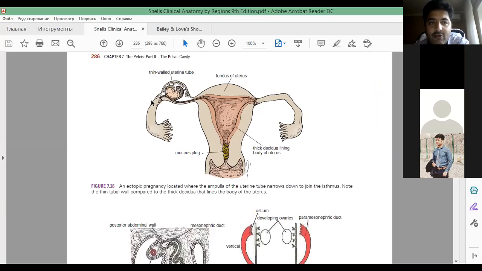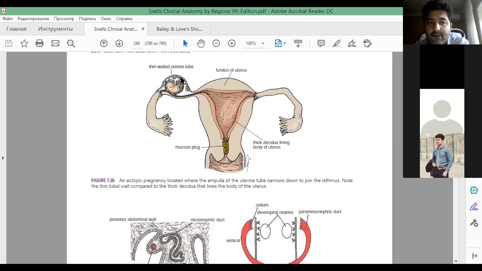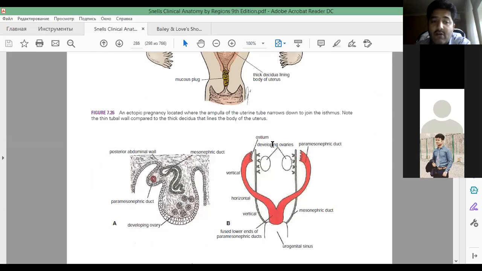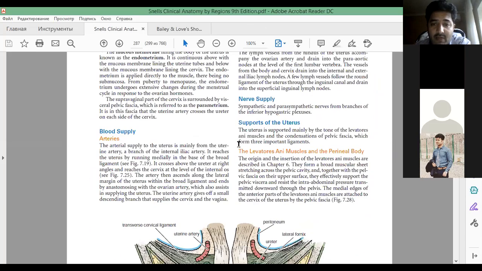Now this is the ectopic pregnancy showing in the diagram. See, there is the implantation here. Fertilization occurs in the ampulla. Yes, it is normal, but implantation must occur in the uterus. Okay. So this is also very important.